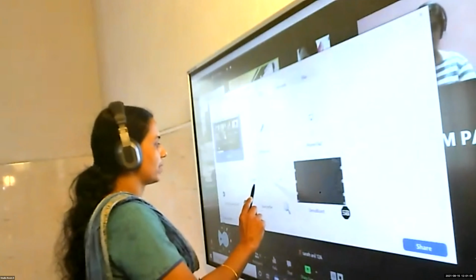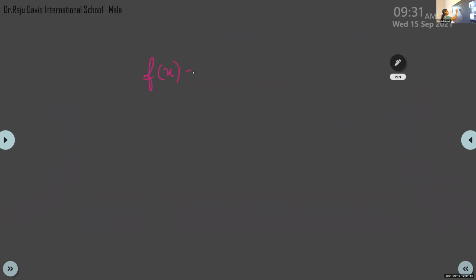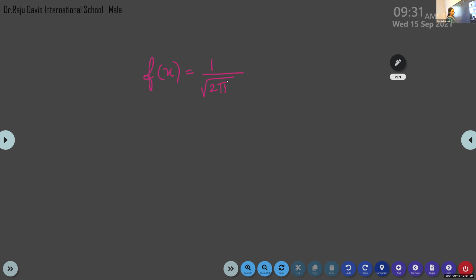Normal distribution is given by f of x is equal to, what is the format given? Is it clear, children? What I'm writing on the board, can you see? The color, is it okay? Yes, ma'am. f of x is equal to 1 by sigma root 2 pi, then e raised to minus half x minus mu by sigma the whole square.